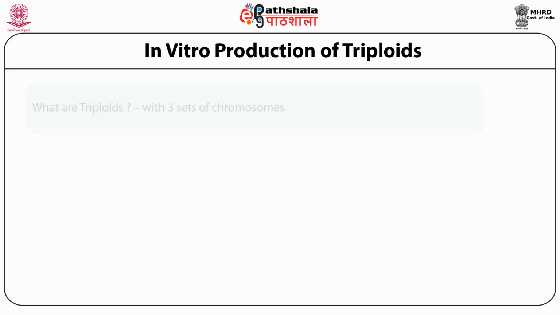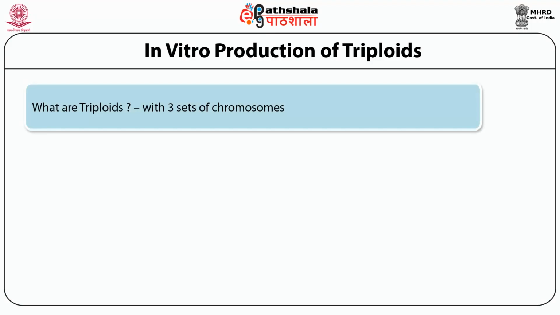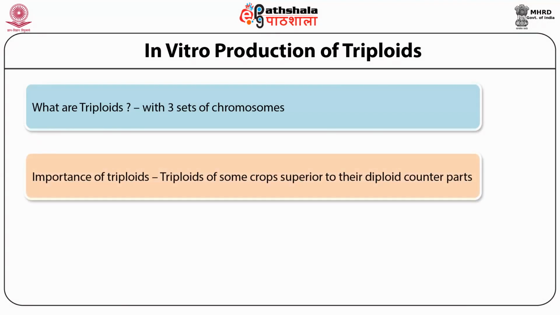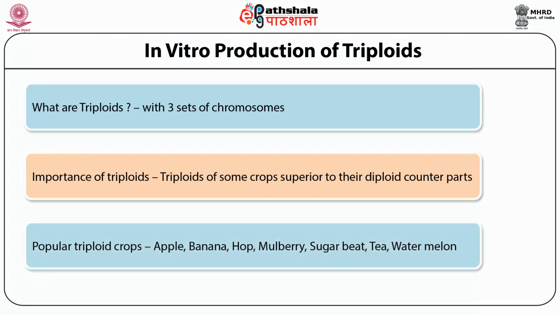Let's first understand what triploids are. Triploids are plants with 3 sets of chromosomes. They are very important in genetics and plant breeding. Some of the triploid plants or crops are superior to their diploid counterparts. For example, we have apple, banana, hop, mulberry, sugar beet, tea, watermelon, etc., which are already in commercial use.